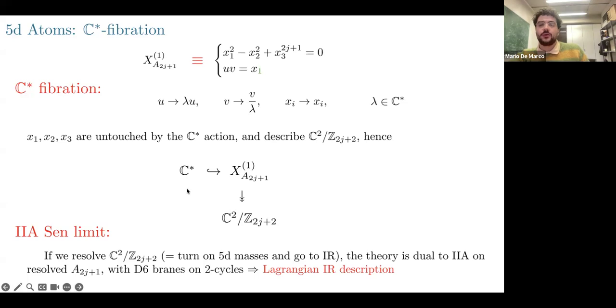So the first thing to do is modify this threefold by some blow-ups in such a way as to have a C-star fibration not anymore over a singular A_{2j+1} singularity, but over a resolved A_{2j+1} singularity. And in particular, at the degeneration loci of this map, where I cannot play this game of rescaling u and v by a factor lambda, at these loci we will find some D6 branes wrapped on 2-cycles, and the theory governing the D6 branes will turn out to be Lagrangian.